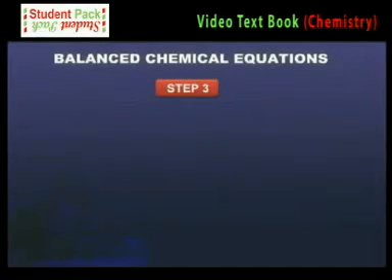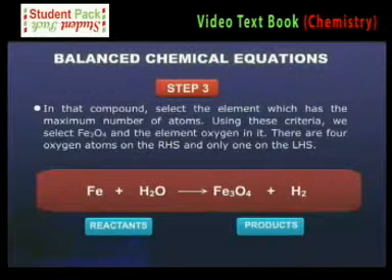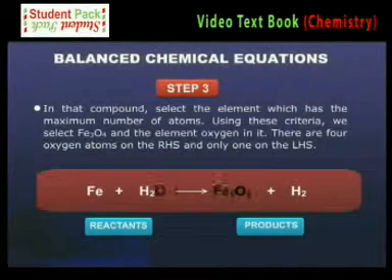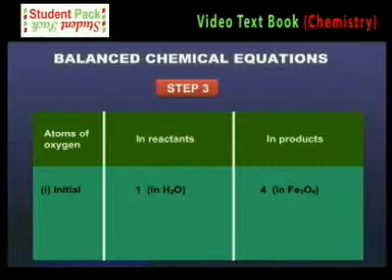Step 3. It is often convenient to start balancing with the compound that contains the maximum number of atoms. It may be a reactant or a product. In that compound, select the element which has the maximum number of atoms. Using these criteria, we select Fe3O4 and the element oxygen in it. Here, there are 4 oxygen atoms on the right hand side and only 1 on the left hand side. Therefore, in order to balance the oxygen atoms, we multiply the reactants with 4 so that the number of oxygen atoms in the reactants is equal to the number of oxygen atoms in the product.